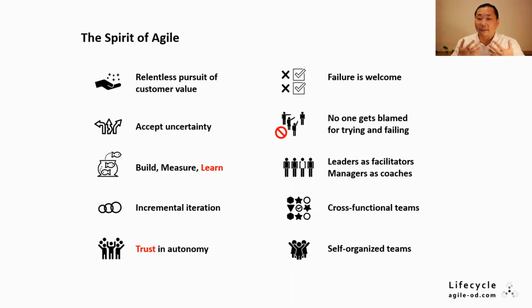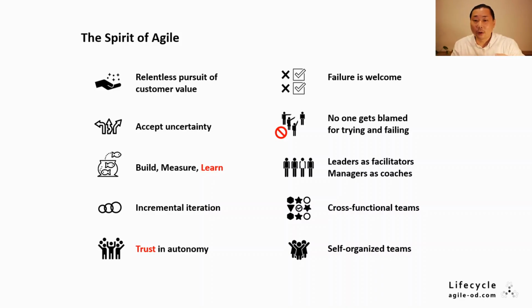In fact, if I summarize what I consider as the spirit of Agile, it definitely does not look like a methodology. Agile is about relentlessly pursuing customer value. We accept uncertainty head on with Agile. We build, measure, learn, and iterate incrementally. We trust in autonomy. This is a big statement because it means we're giving up control over people.